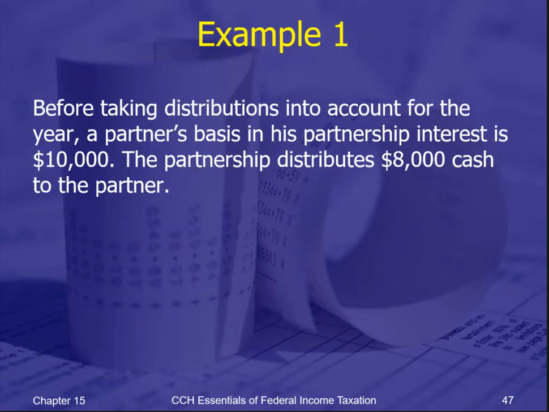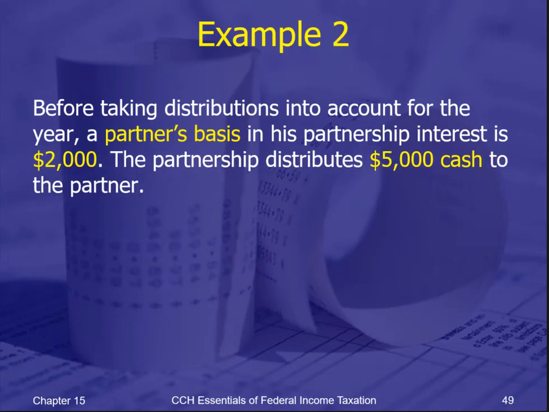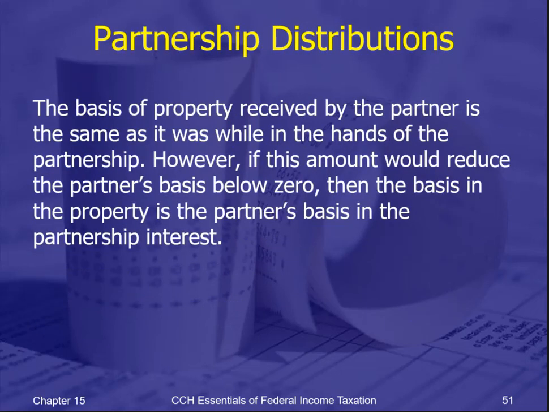So some examples: the partner's basis is $10,000. The partnership distributes $8,000, which reduces it. The distribution is not taxable. The basis goes down from 10 to 2. If it's 2 before the partner receives 5, then the $2,000 is tax free. We reduce the basis to 0, and then there actually is a gain because we went beyond 0 in the distribution. The basis of the property is the same as it was in the partnership's hands.